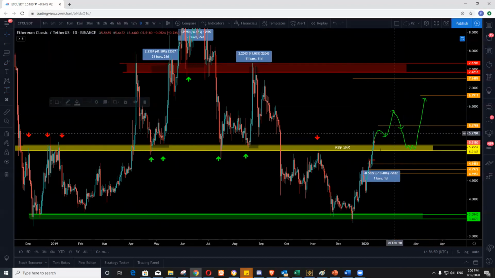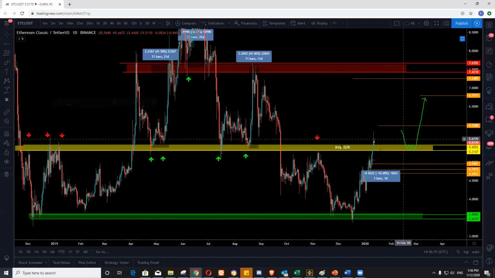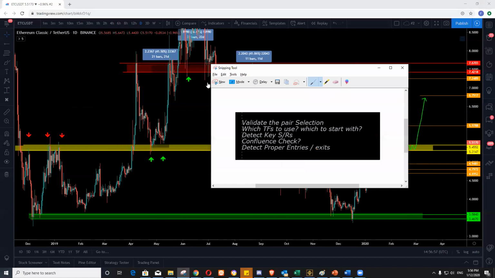Okay, I will not make it longer. I have shown everything from zero actually, since we selected the coin. Let's review our points. We validated our pair selection, then we chose the time frames, and we saw what we will start with. We detected the key SR zone. We detected the confluence with Fibonacci. We can use also MAs. Also, I can provide another video later. And then we detected the proper entries and proper exits. R to R is good. Okay, so we can go for this trade or not.